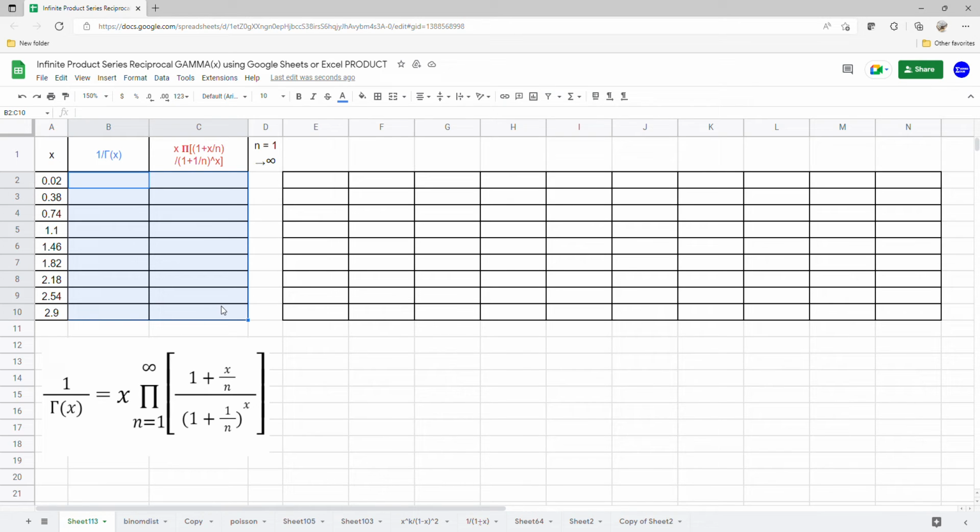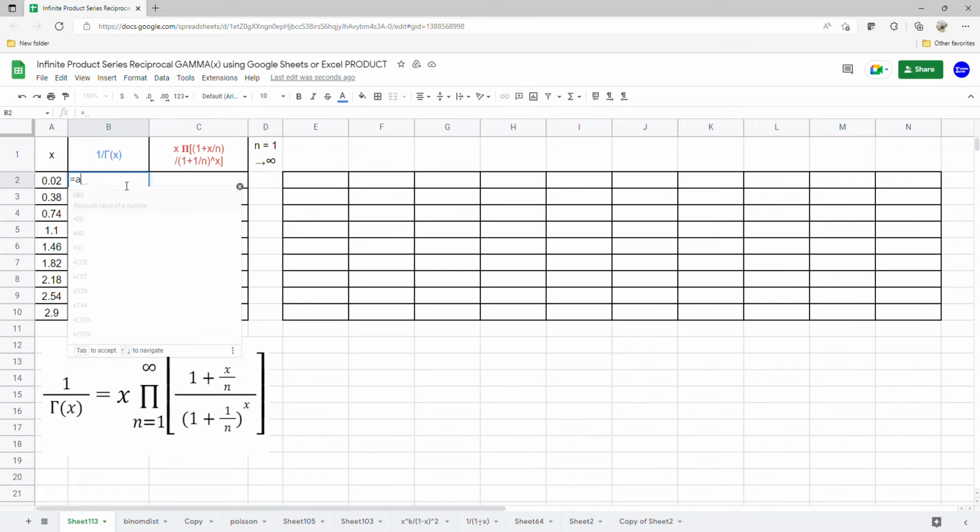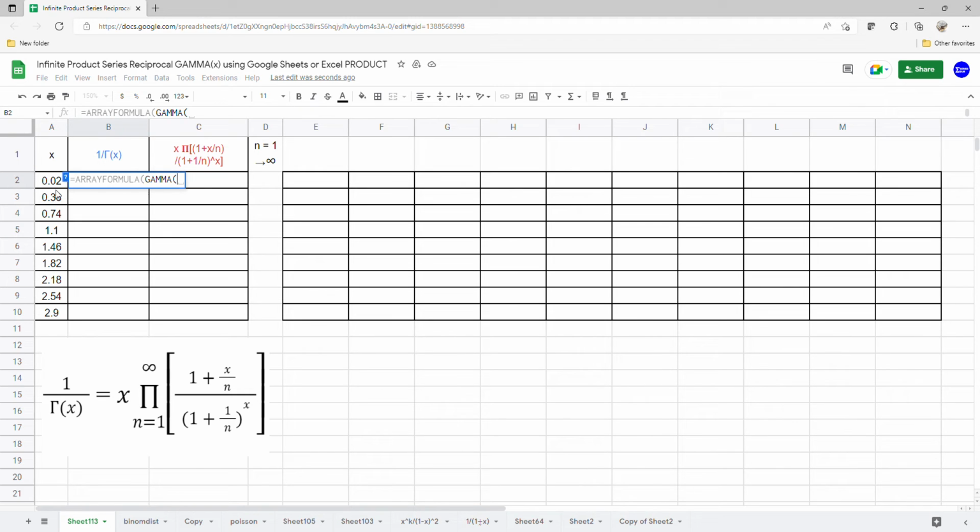In this video, we'll generate the infinite product series approximation of the reciprocal gamma function. We begin with the data set of the reciprocal gamma function. So array formula, gamma of the x values. And this is the reciprocal, so 1 over. That's array formula 1 over gamma.